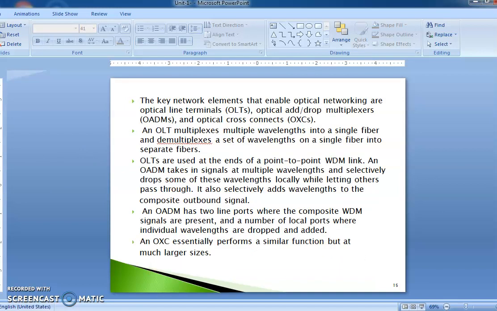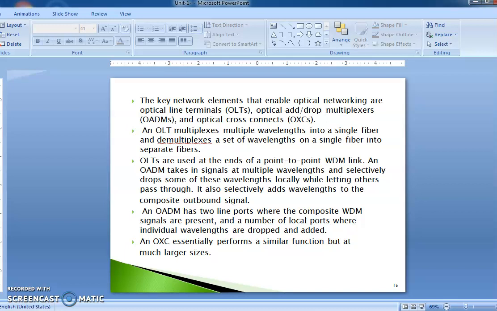The key network elements that enable optical networking are optical line terminals, optical add-drop multiplexers, and optical cross connects. An optical line terminal multiplexes multiple wavelengths on a single fiber and demultiplexes a set of wavelengths on a single fiber into separate fibers. These OLTs, as the name suggests, are used at the ends of a point-to-point WDM link. An optical add-drop multiplexer takes input as multiple wavelengths or different channels and selectively drops some of these wavelengths locally while letting others pass through. It also selectively adds wavelengths to the composite outbound signal.